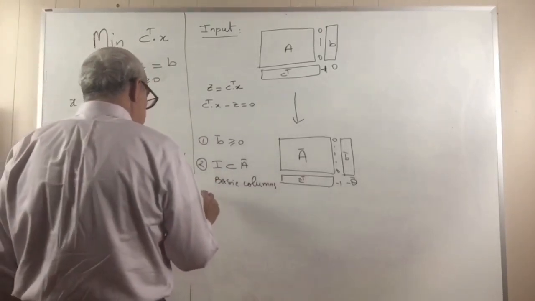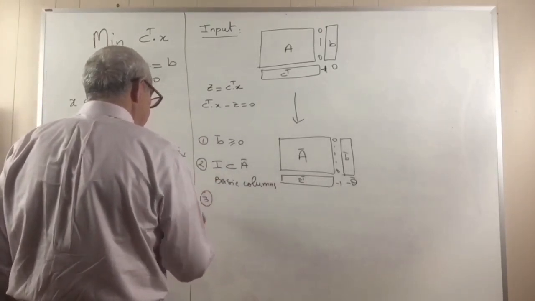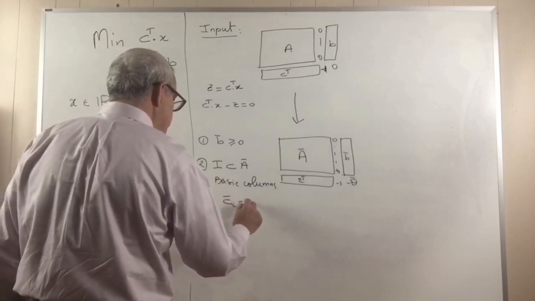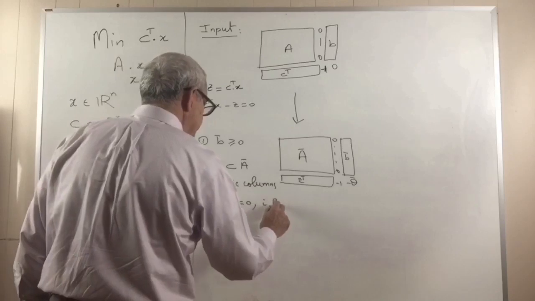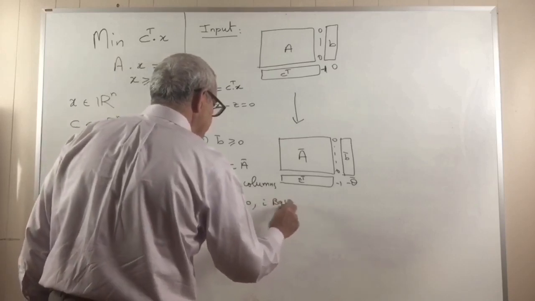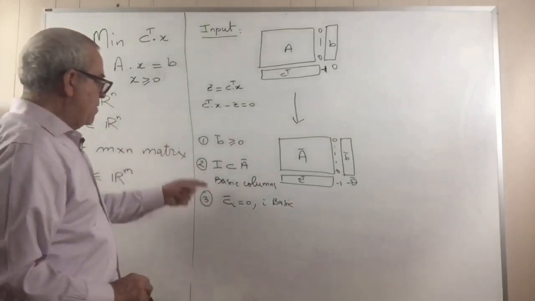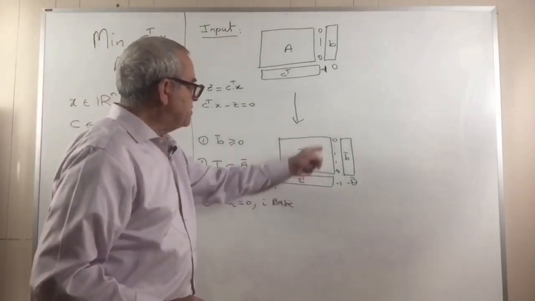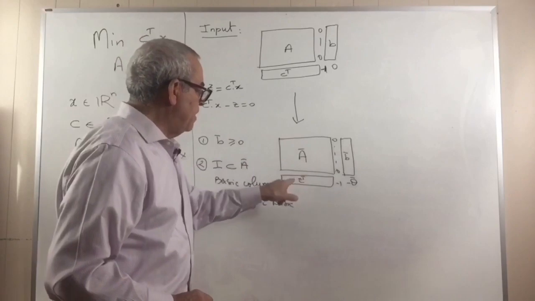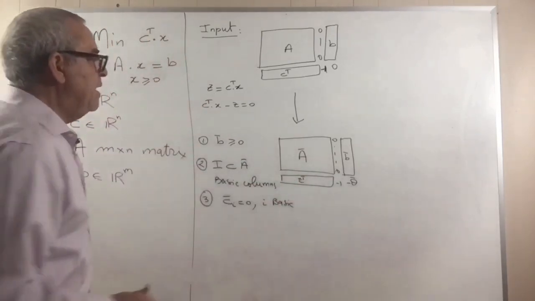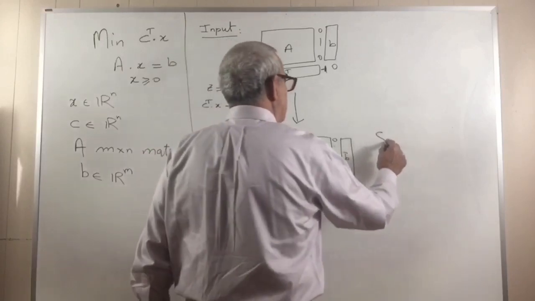And the third property is that C bar i is equal to 0 for i basic. So under the columns of the identity matrix, the coefficient here is 0. If I have these three properties, then this is called the simplex tableau.